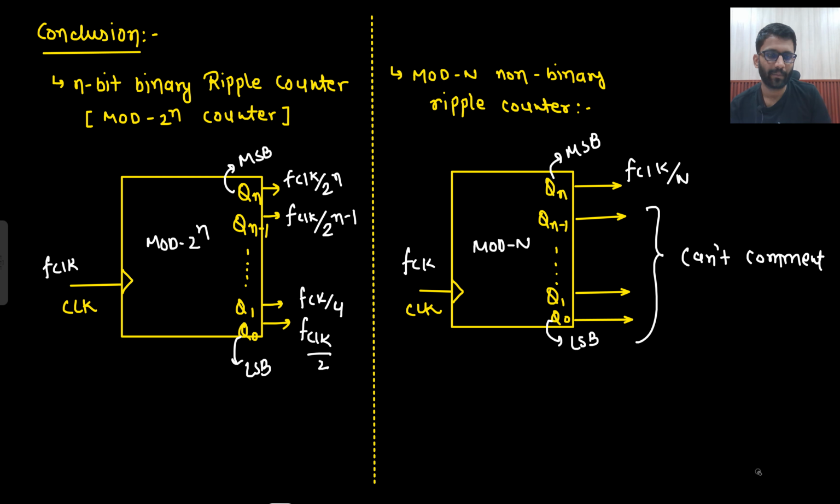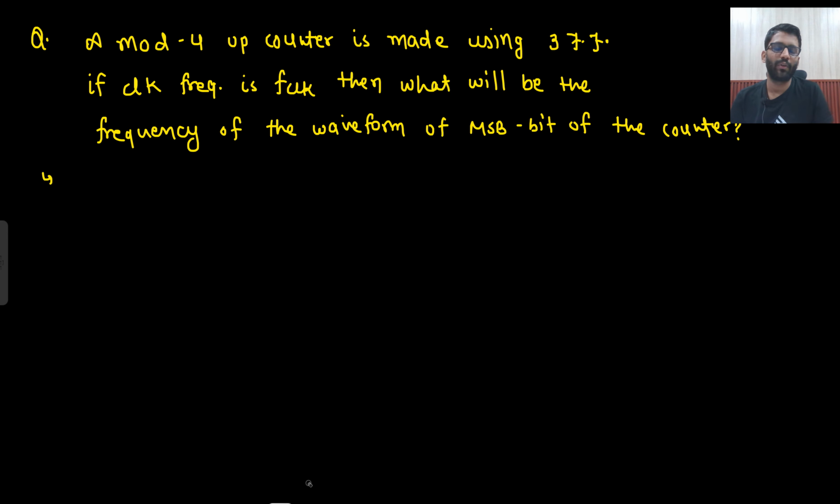So let's solve a problem. Very simple problem. A mode 4 counter is made using 3 flip-flops. If clock frequency is f clock, then what will be the frequency of the waveform of the MSB bit of the counter? Do not skip this part. Write down your answer and your answer will be wrong if you have written f clock by 4. So blindly you have written, right?